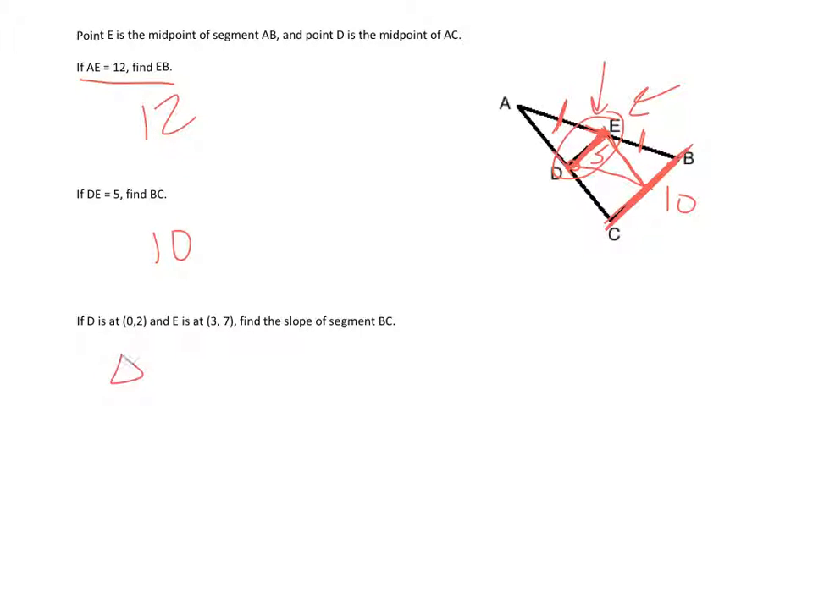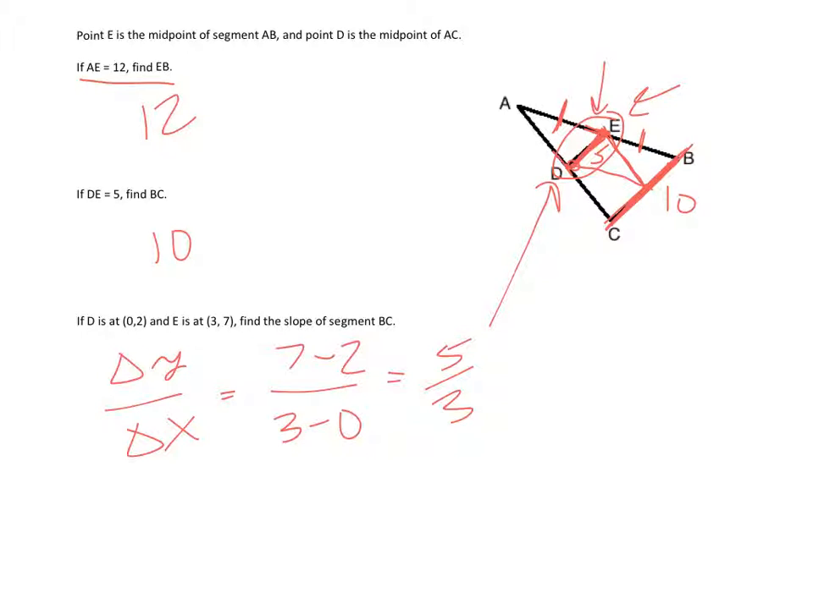The slope of any line is change in y over change in x. So the change in y is 7 minus 2, and the change in x is 3 minus 0. So we get 5 over 3. So the slope of this line is 5/3. And because it's a midsegment, this is also parallel to that. So they both have a slope of 5/3. And that's really all the triangle midsegment says.